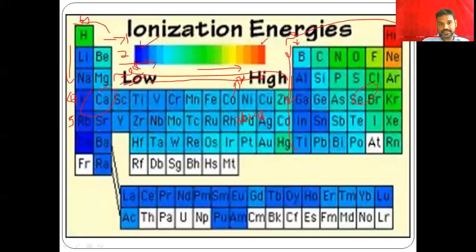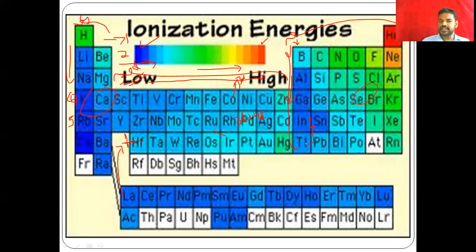So in the last case, in the case of thallium, what happens? From indium to thallium, a new orbital is introduced. That is the f orbital. This f orbital has a much poorer shielding effect compared to the d orbital. Because of this reason, from indium to thallium, the electrostatic force of attraction is much more.